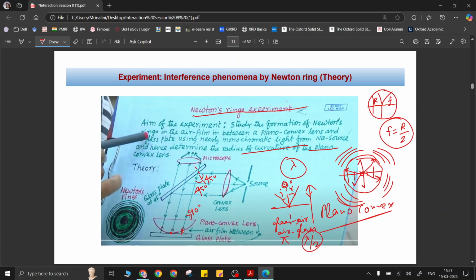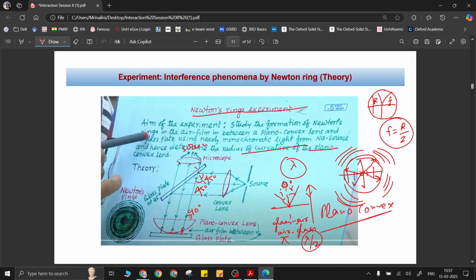Because of this variation in path difference, the light is coming the same, but the reflection is happening at two different points here, and there is a path difference between them, due to which they'll go and interfere, and we'll be able to see their interference pattern through a microscope at this end. If we keep a screen, we'll see these kinds of concentric circles, or we can use a microscope, so we'll be seeing this kind of pattern. So this is the interference; now we'll see what the formula for this is.